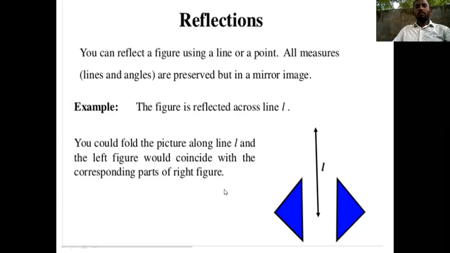So it is the reflection. You could fold the figure along line L1, and the left figure would coincide with the corresponding part of the right figure. These are the best examples of reflection. When we reflect, the object coincides. There is no change to the object, we are just reflecting it. That's why the left image coincides with the right side image. That is the best example of reflection.